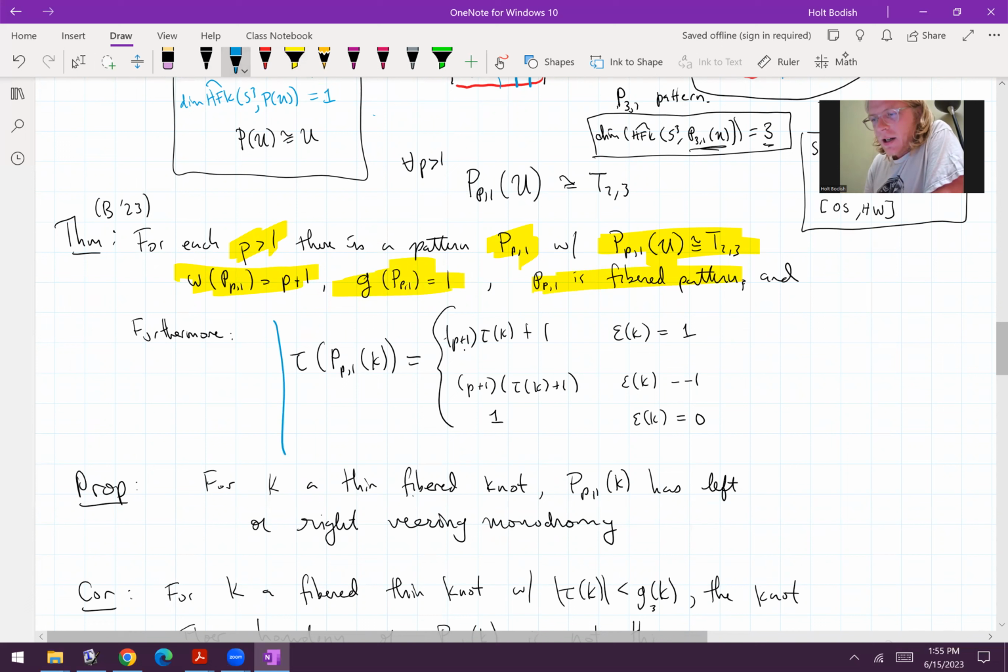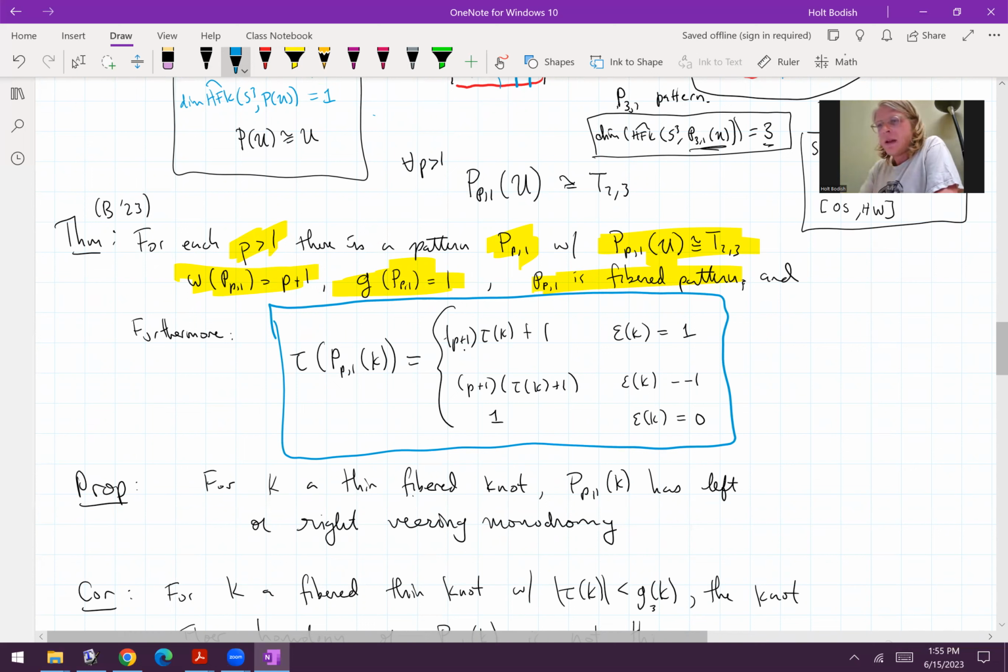It has genus 1, and it's fibered. And furthermore, you can actually compute tau of K, tau of a satellite, P sub P1 of K, in terms of tau of the companion and epsilon of the companion. This follows from the description of the essential curve component for CFD hat of a knot complement in terms of tau and epsilon that I mentioned. Okay.